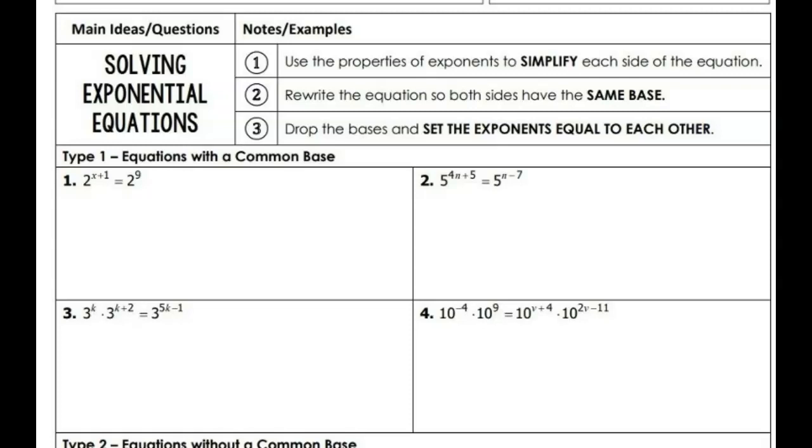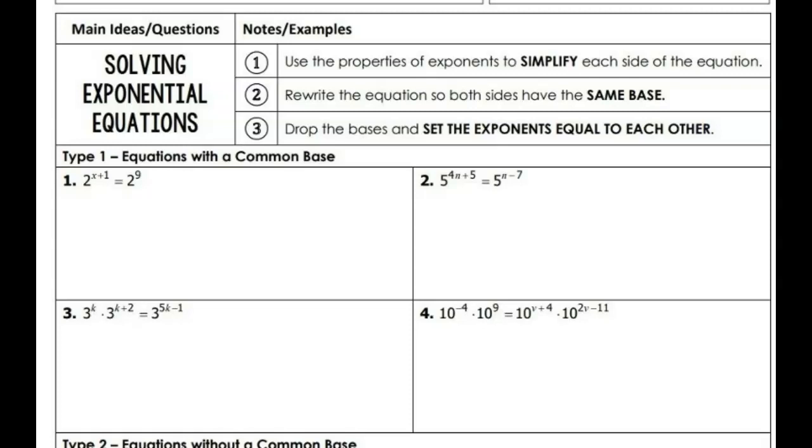The first thing we're going to do is any simplifying that we have to do using the properties of exponents. We would do that first on each side of the equation, and then we're going to rewrite the equations to make sure that they're the same base, so that the only thing that has to be the same is the exponents. Then we can just set those equal to each other and solve for that. So we're going to do a few examples and then take a look at how these properties will work.